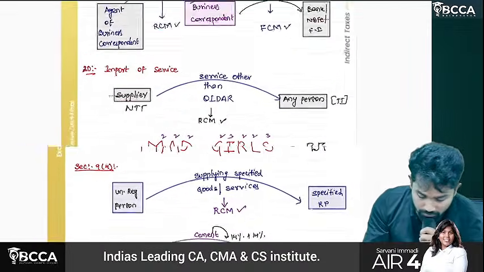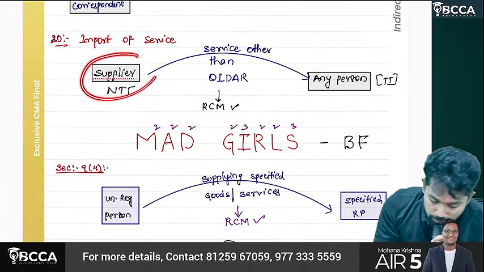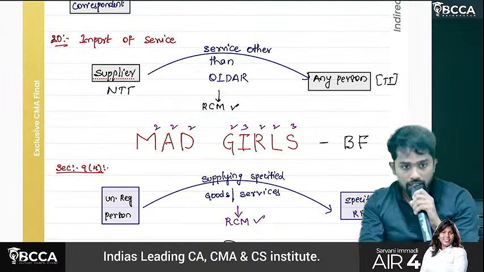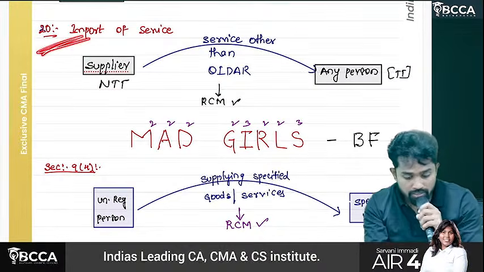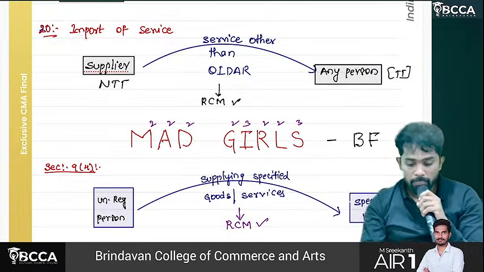Then import of service. When there is an import of service other than OIDR service, that is also covered under RCM. Okay, so in total how many are there, sir? 20 services are there under RCM. Okay, see, this is the cheat code to remember.